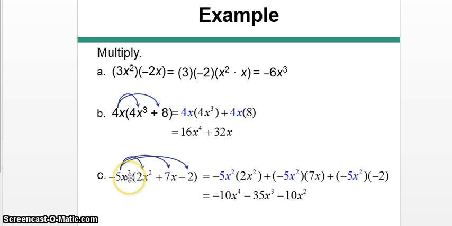Minus 5x squared multiplied with 2x squared, minus 5x squared multiplied with 7x, minus 5x squared multiplied with negative 2. After multiplying with each term of the trinomial, we will get negative 10x to the power 4 minus 35x cubed plus 10x squared.